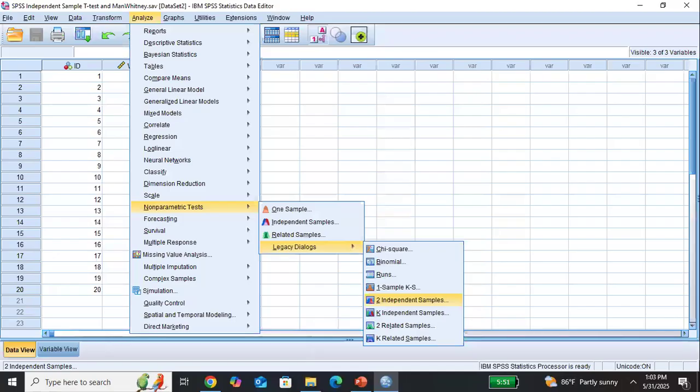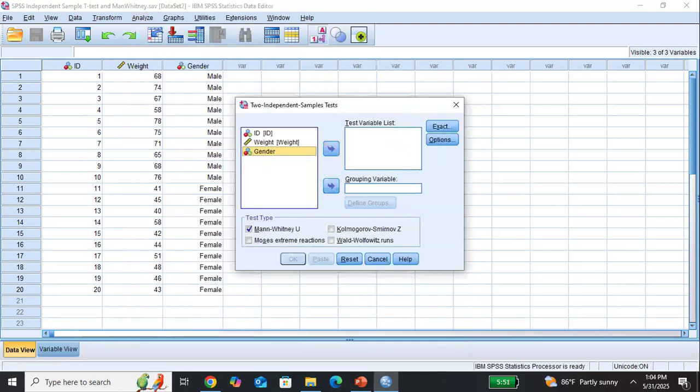So for non-parametric tests, go towards Analyze, Non-parametric, Legacy Dialogs, and Two Independent Samples. Open the same independent samples t-test sheet and see the legacy dialogs and two independent samples. Now here in the test variable, you have to place the numerical variable, and in the grouping variable, you have to place the categorical data.